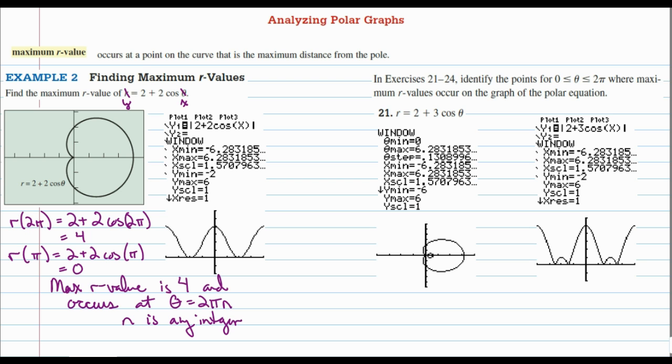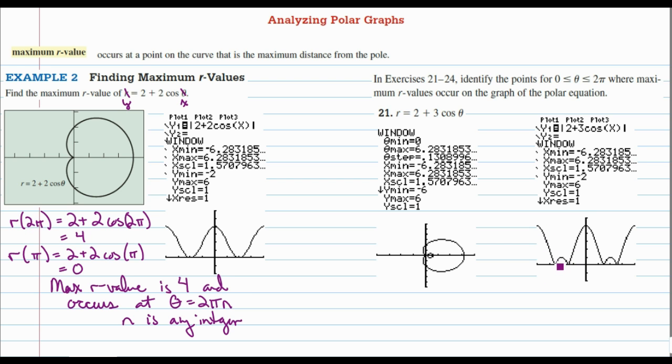Now try problem number 21, which asks the same thing of us for the polar function r equals 2 plus 3 cosine theta. Well, again, I can tell you that those are going to occur every time the cosine function has a maximum. Now, I pictured this in my head a little bit.